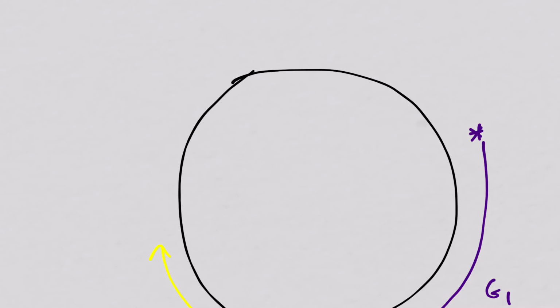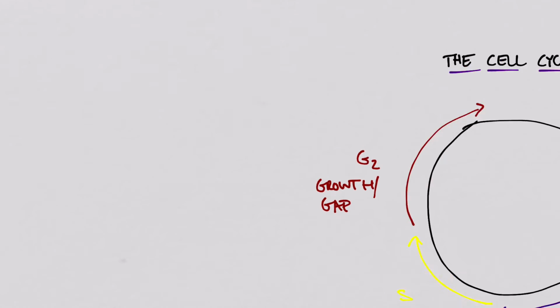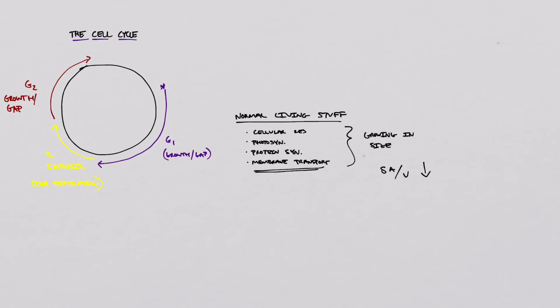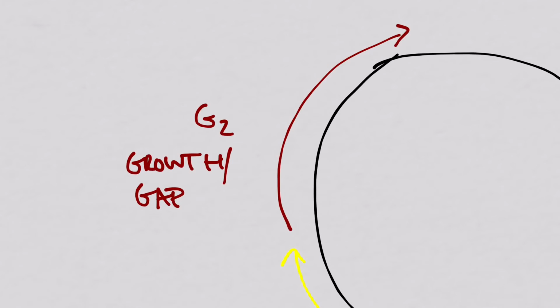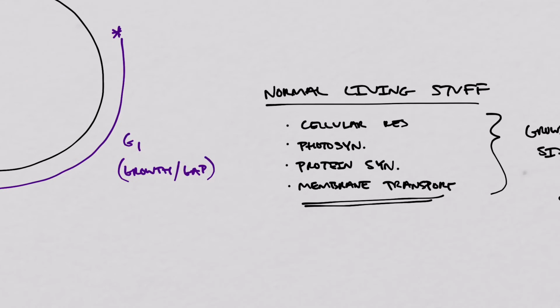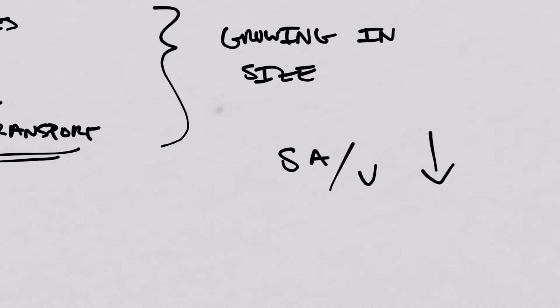Okay, and then, following S phase, we have another G phase. This is called G2, and it's a second growth or gap phase. And all the same things that are happening during G1, this normal living stuff, where the cell's doing cellular respiration, photosynthesis, protein synthesis, growing in size, yada yada yada, that's all happening as well during the G2 phase. And remember, keep in the back of your mind that while the cell is growing, the surface area to volume ratio is going down, and that is bad for the cell.